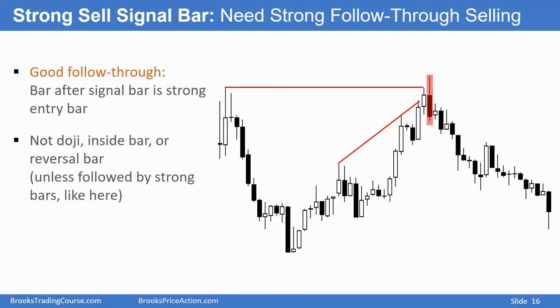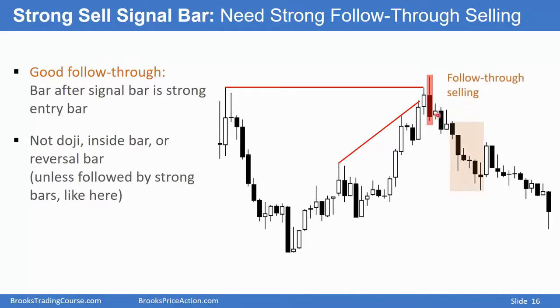I also want to see good follow-through. The follow-through bar is the bar immediately after the entry or the sell signal bar. So here we have a sell signal bar, and not particularly good follow-through here, but then we got good follow-through here and good follow-through here. So sometimes the follow-through does not come immediately after the strong bear reversal bar, but as long as it comes soon, the odds are the market will go lower.